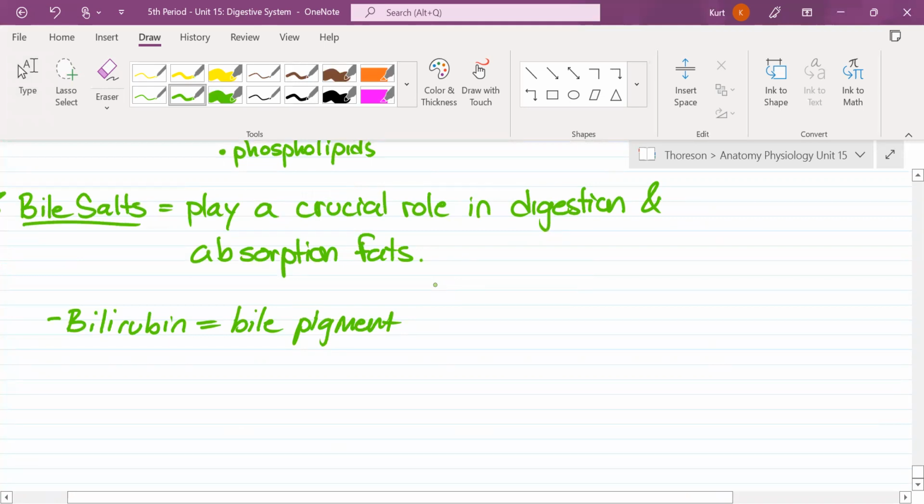But this also answers an age-old question, Mason. Why is my poop brown? We're going to learn that right here, right now. I know you've been wondering.